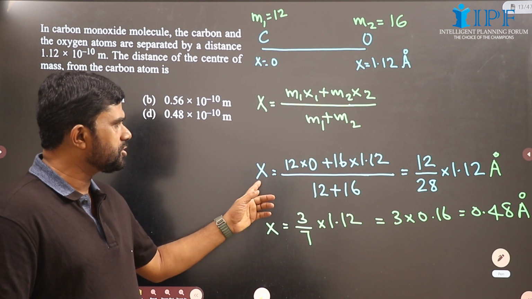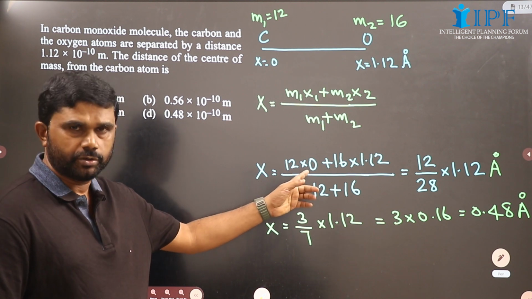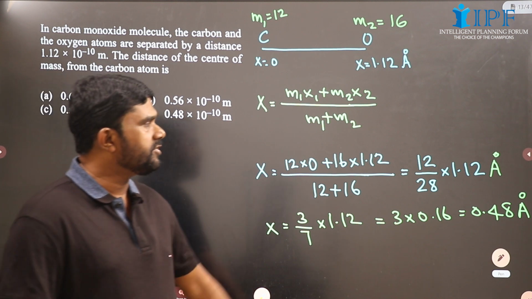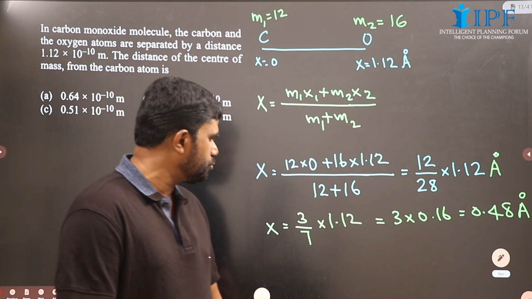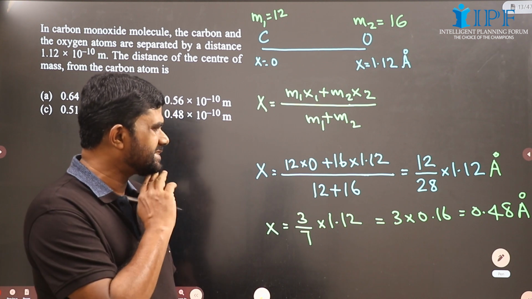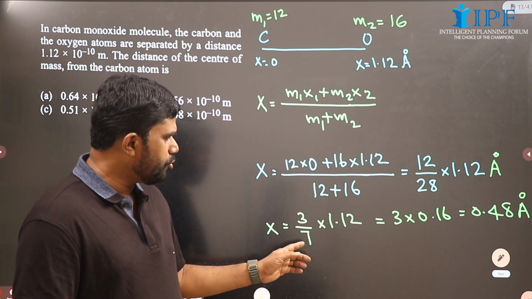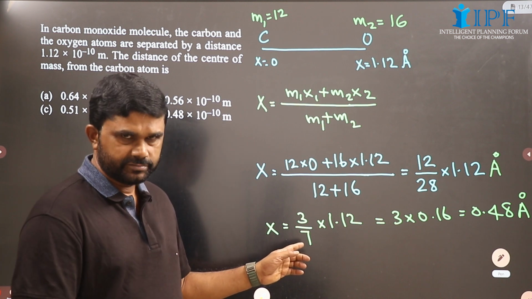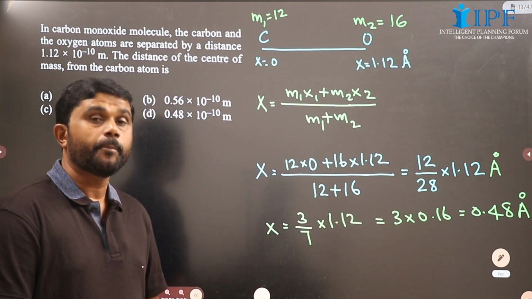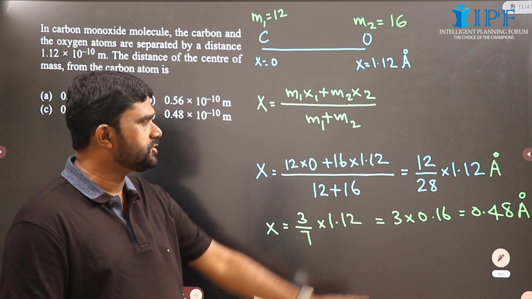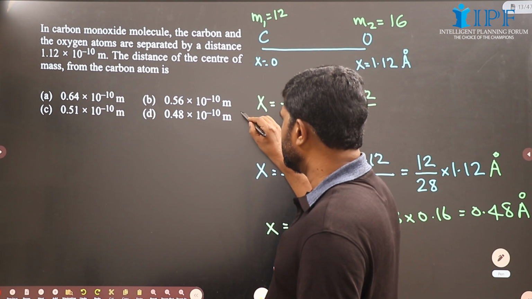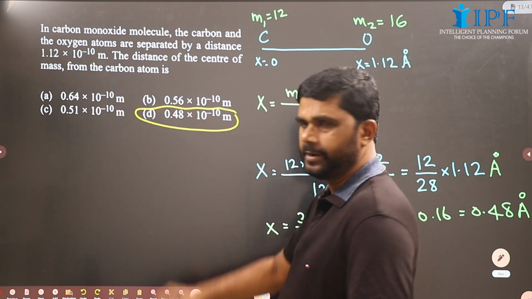The position coordinate of the center of mass is (12 × 0 + 16 × 1.12) divided by (12 + 16). So we have 12 divided by 28 times 1.12, which we can write as 3 by 7 into 1.12. Now 7 into 16 is 112, so 1.12 divided by 7 will be 0.16. 0.16 into 3 is 0.48 angstroms, that is 0.48 × 10^-10 meter.